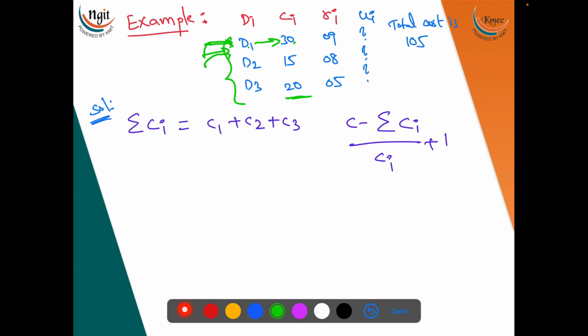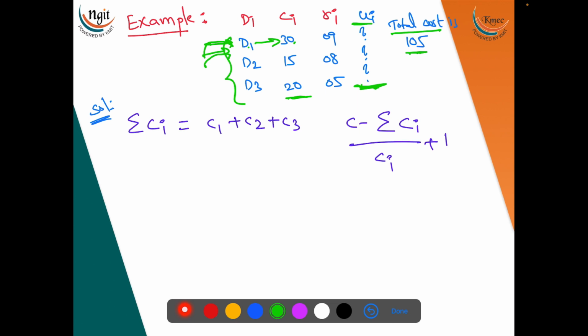So we were given a problem, which I have taken from the textbook. There are some devices with respective costs and respective reliabilities, and this u_i is the number of copies required to increase the reliability. So this I have to find out. We are given a total cost, which is 105.